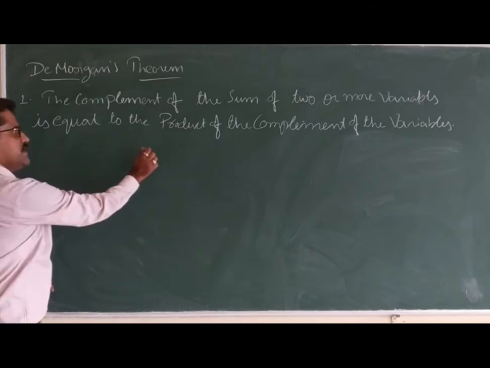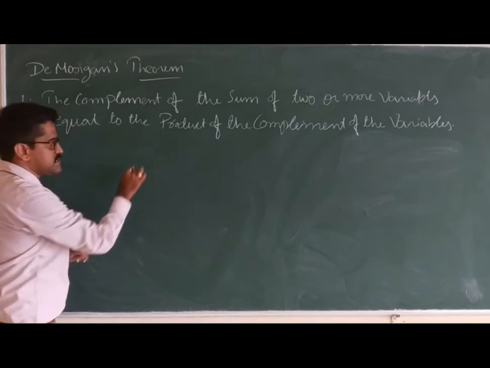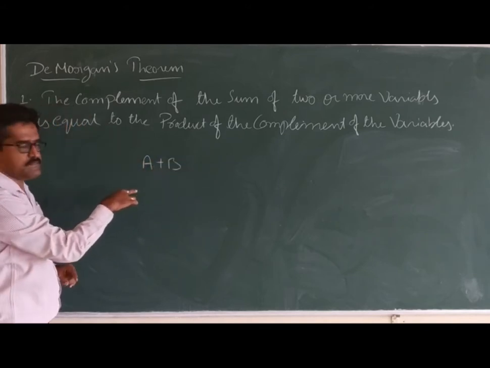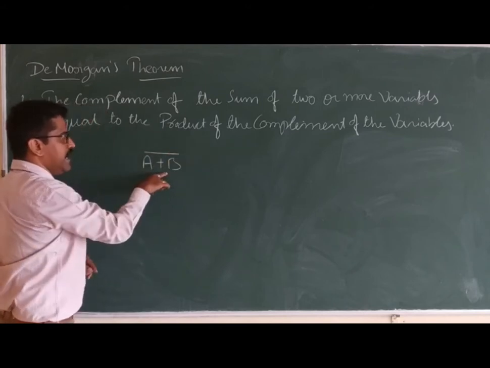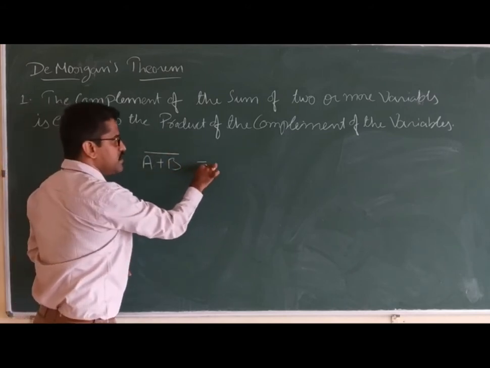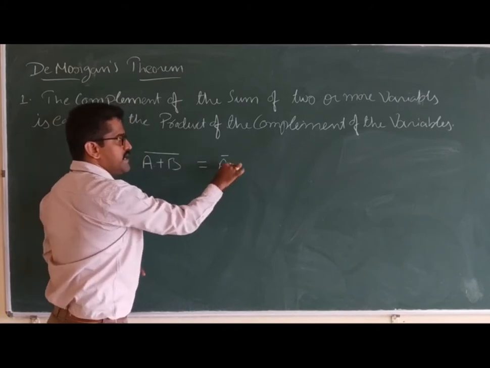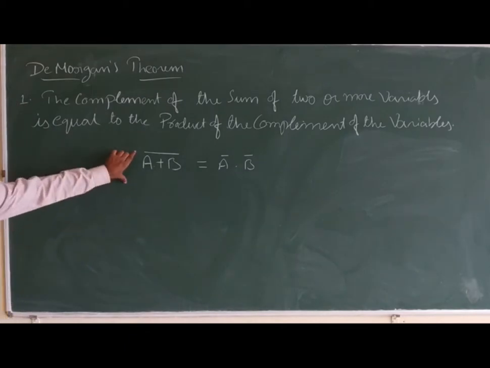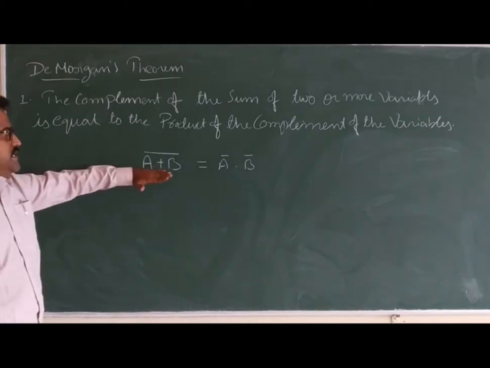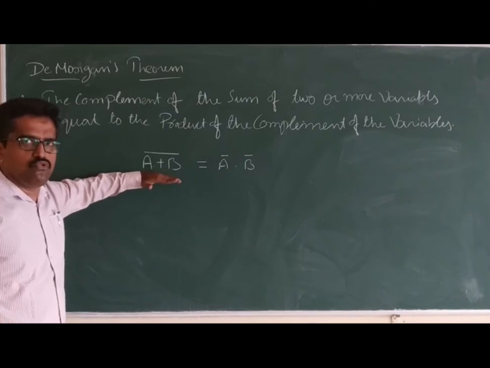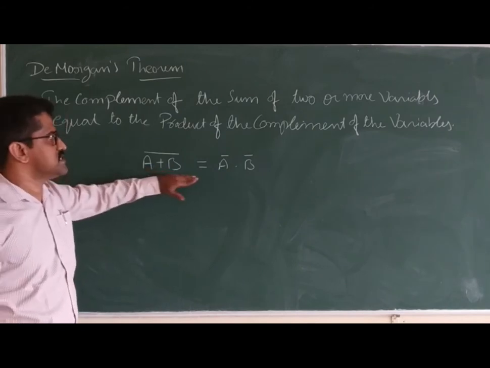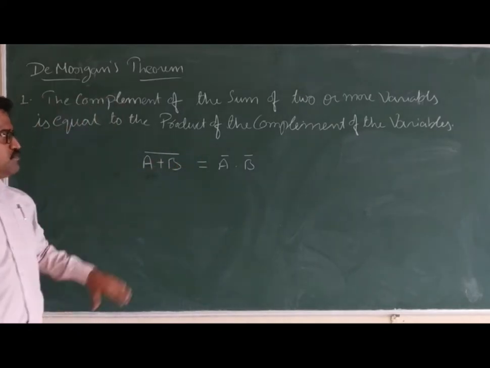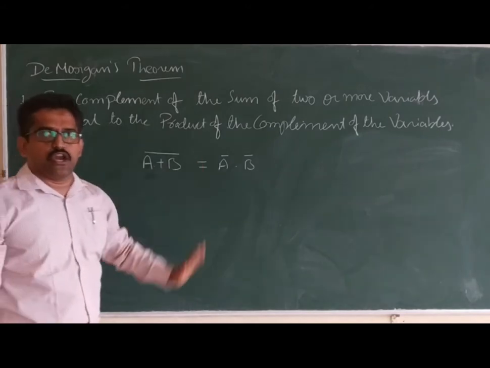It is simply the complement of the sum of two variables. A and B are the two variables, and the complement of A plus B is equal to A complement dot B complement. This is the theorem. It is a simple theorem: the complement of the sum of two variables is equal to the product of the complements of the variables. Now we can prove this theorem by using the logic gates.